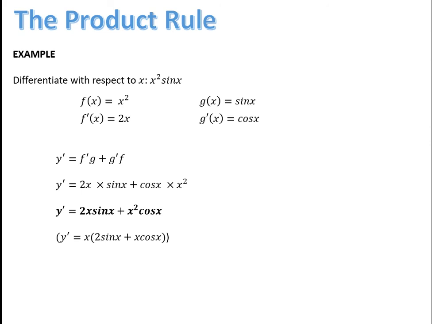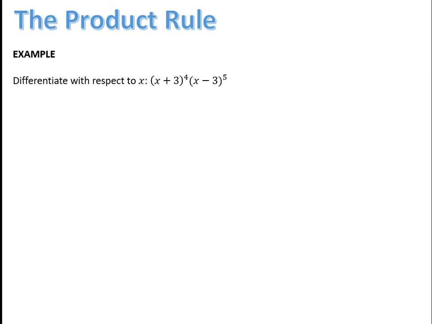That is the product rule, two functions multiplied together. So a similar kind of idea. It can involve trigonometry, it can involve exponential or logarithmic functions. You've just got to identify that it is two separate functions in terms of x multiplied together. So here, x plus 3 to the power 4 is being multiplied by x minus 3 to the power 5. So it is the product rule.